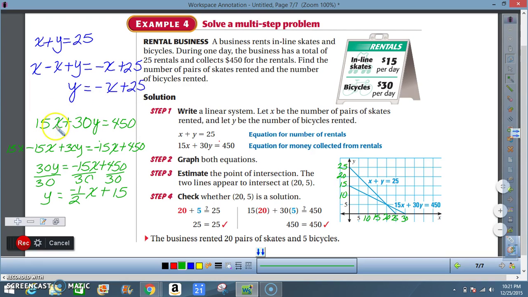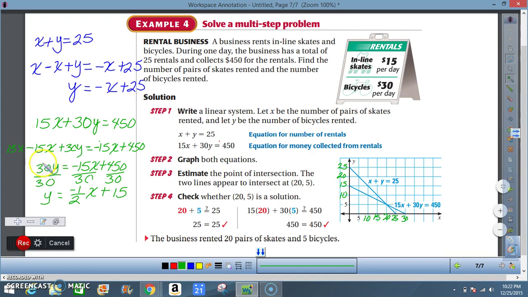Second equation, 15x plus 30y is equal to 450. I want to get the 30y by itself first, so I must get rid of this positive 15x. The inverse of a positive 15x is a negative 15x, so I would do that on both sides. 15x minus 15x goes to 0. I'm left with just 30y. On this side, once again, the terms are not alike, so I'll just write down what I have: negative 15x plus 450. Now I'm left with 30y is equal to a negative 15x plus 450.